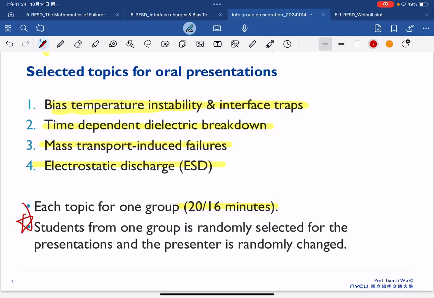The presenter from each group is randomly selected. For example, if you have 5 students in your group, the order of your presentation is randomly selected by me, not decided by you. And also, the duration for each presenter is determined by me as well. So probably someone has to speak only 3 minutes, and somebody has to speak 5 minutes. It depends on my feeling.